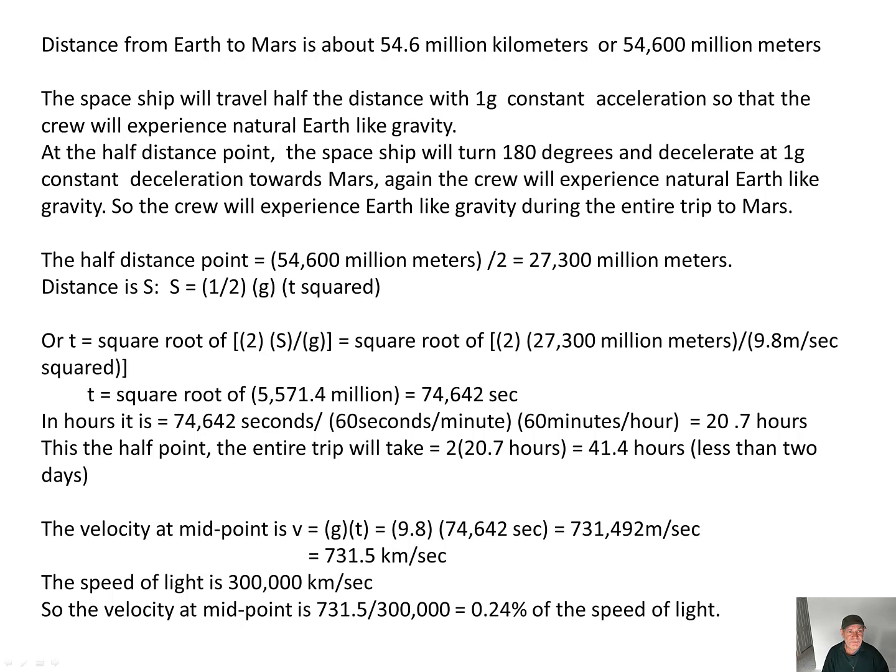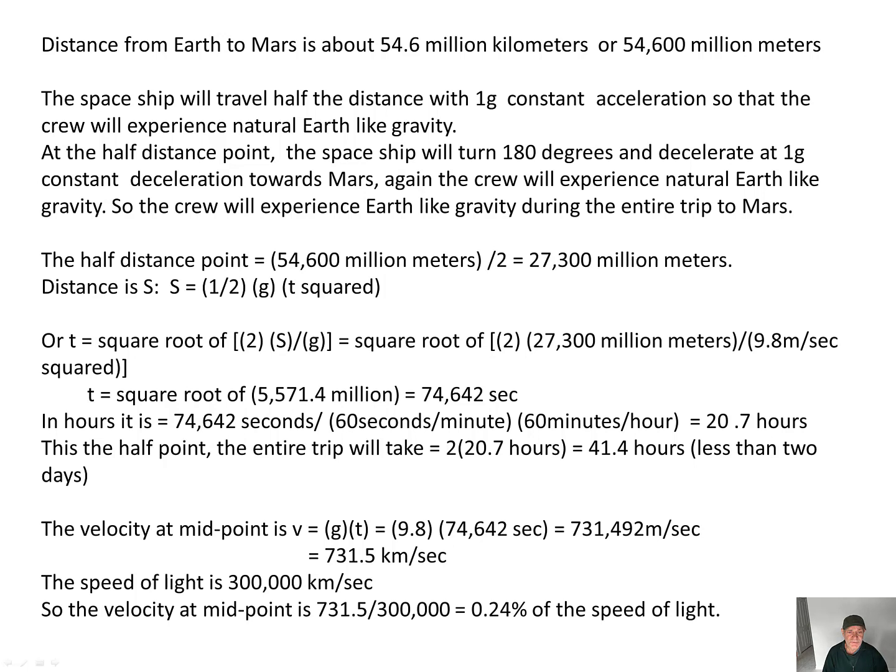Calculations for space travel from Earth to Mars. The distance from Earth to Mars is 54.6 million kilometers or 54,600 million meters. The spaceship will travel half the distance with 1g constant acceleration so that the crew will experience natural Earth-like gravity. At the half distance point, the spaceship will turn 180 degrees and decelerate at 1g constant deceleration towards Mars. Again, the crew will experience natural Earth-like gravity, so the crew will experience Earth-like gravity during the entire trip to Mars.